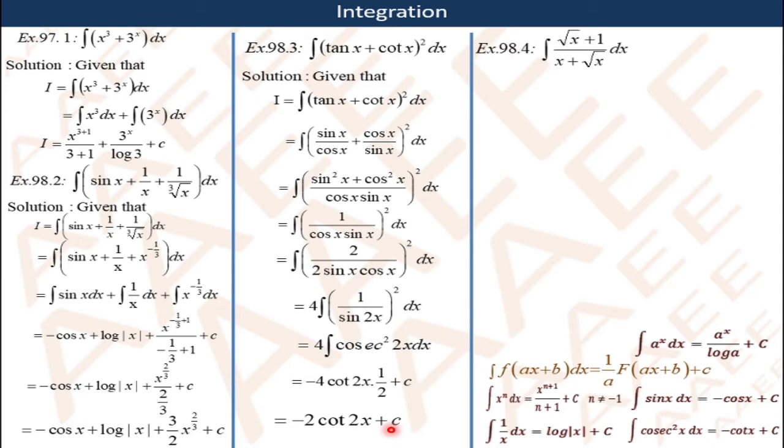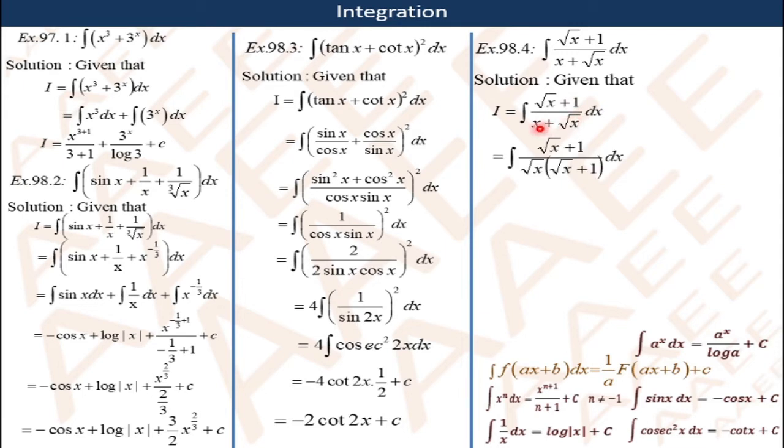Now next one, page number 98, example number 4. Integration of (under root of x + 1) upon (x + under root of x) dx. If you observe here, it is a fraction of x terms. Solution: given that I is equal to the integration of (under root of x + 1) upon (x + under root of x). So x can be written as under root of x into under root of x, and from both terms of the denominator you can take under root of x common, and the common term from numerator and denominator will get cancelled.